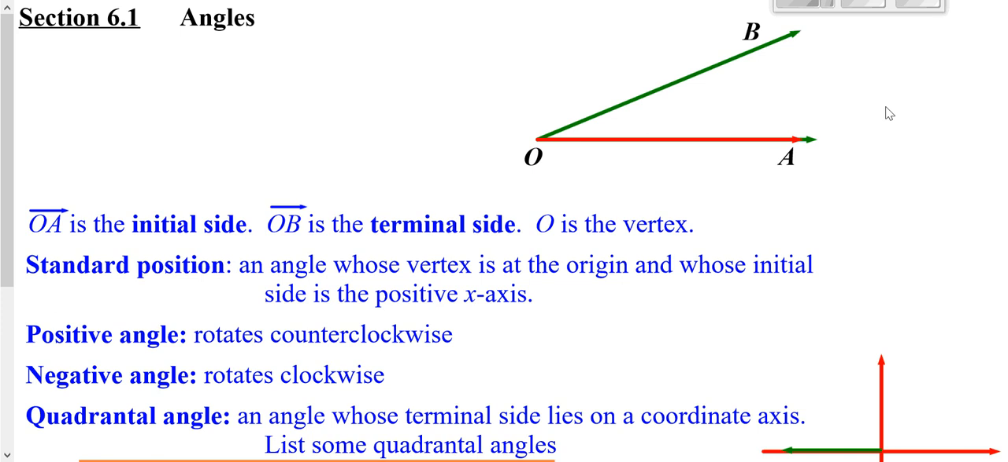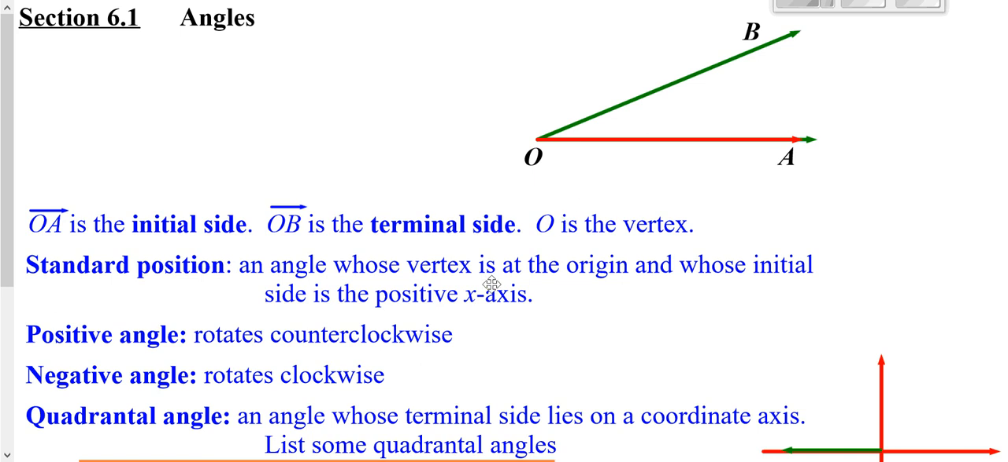We're going to go ahead and start looking at some trigonometry. So we're going to start off by looking at what angles are to begin with. Now, here we have an example of an angle. We would say angles are made up of two rays. OA is your initial side, and then your terminal side is OB, that ray. Your vertex is where the two rays come together, in this case O.